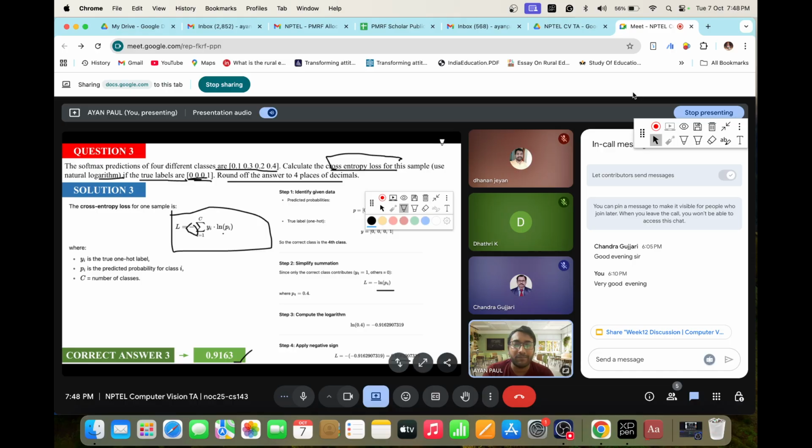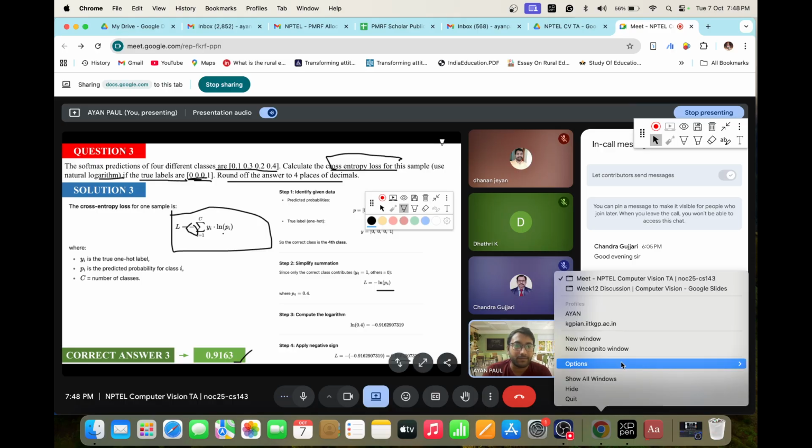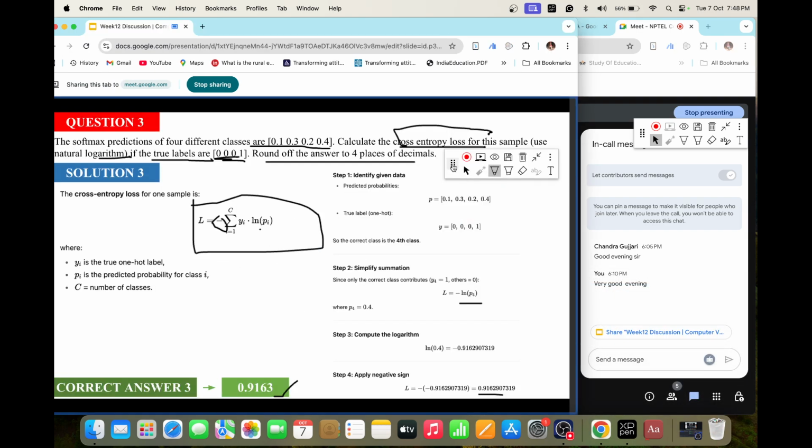So is it clear what I have told you? Just the simple formula you have to understand. You have to keep in mind that L will be equal to minus sigma i equals 1 to c. All this is the class. Okay, i equals 1 to c, that is we have these 4 labels, right? So i equals 1 to 4, then yi ln pi.